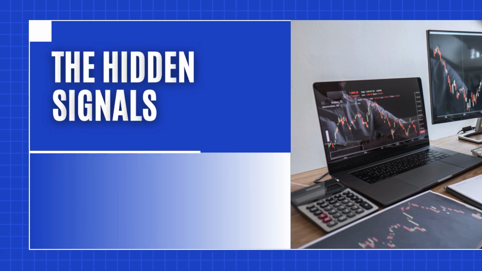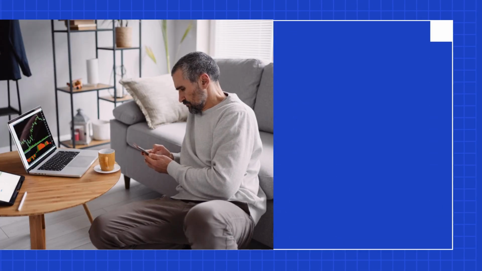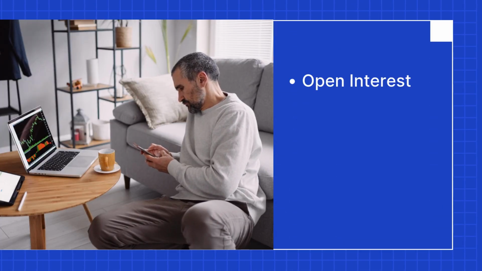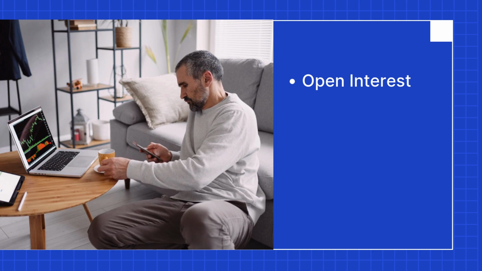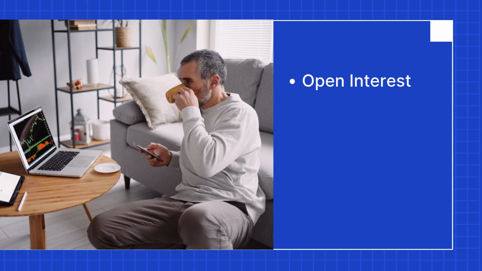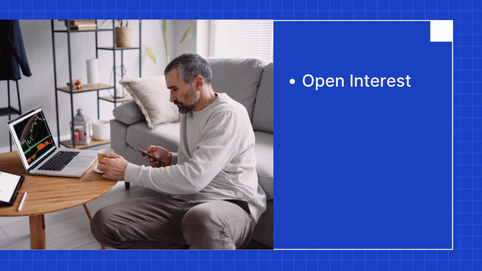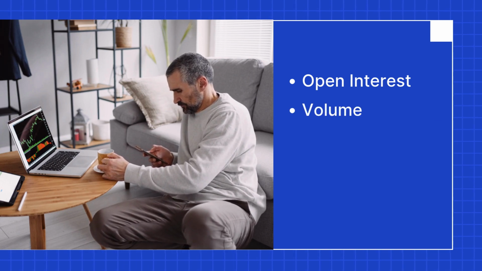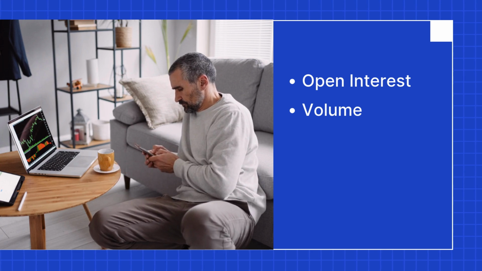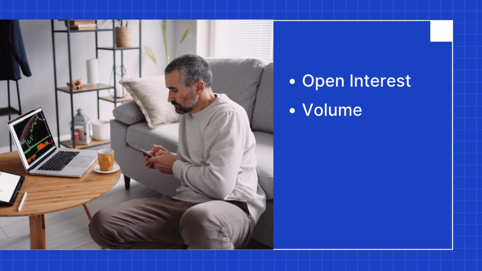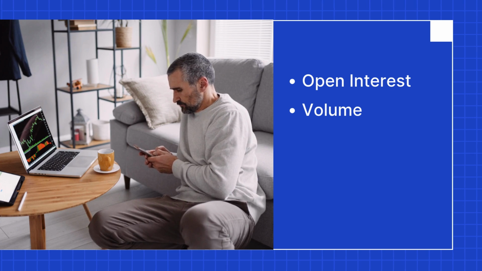The hidden signals. Here's where the chain gets interesting. Open interest tells you how many contracts exist. Large OI at specific strikes can hint at institutional positioning or magnet levels for expiration. Volume: today's activity versus open interest. Unusual spikes can signal new bets or hedges.